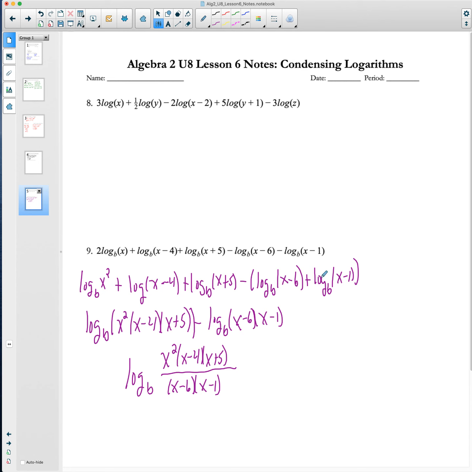And then I can use my product property on these 2 terms. So I get log base b of x minus 6 times x minus 1. And then in much the same fashion as our prior problem, now this makes it one big quotient problem. All of this becomes my numerator. All of this is now my denominator. And so I have fully condensed that logarithm.